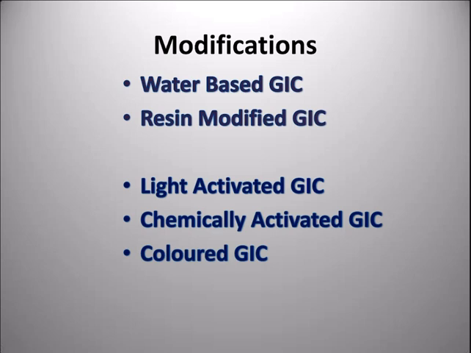Okay, so coming to light activated GIC, we use this light to activate the resin part of the resin modified GIC. What happens is this resin gets polymerized, and if any polymerization shrinkage happens, that will be taken up by the unactivated glass ionomer part. So as a result, there is less internal stress. That is one advantage of light activated resin modified GIC. Then we have the conventional chemically activated GIC, which we mix manually using powder and liquid. That's how we activate it.